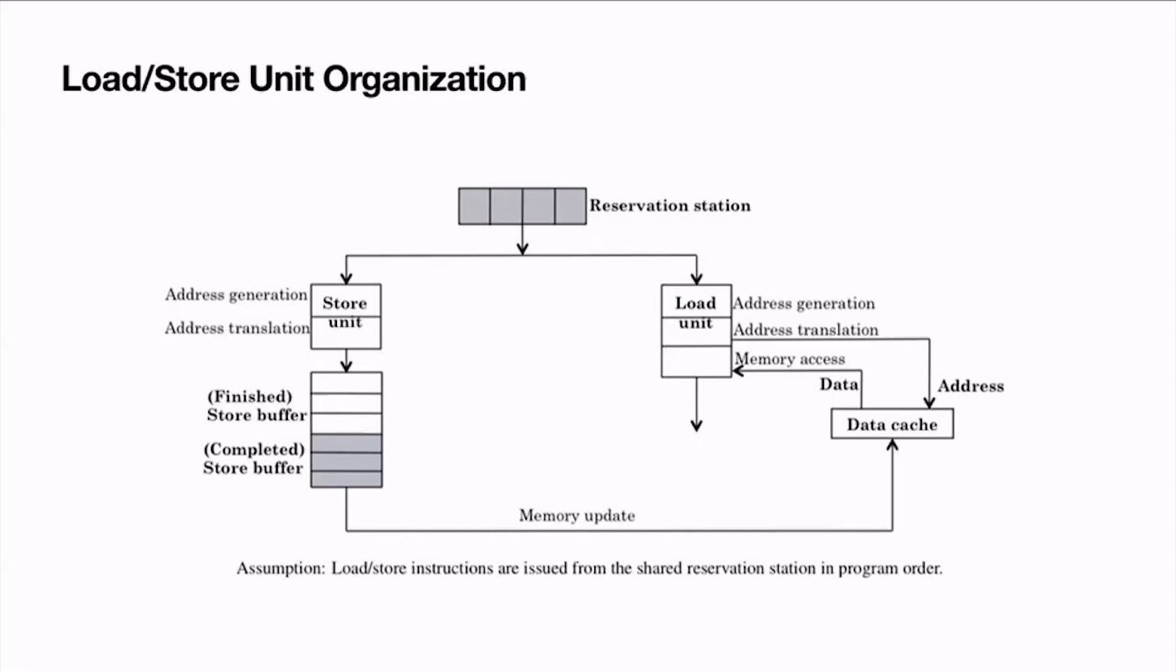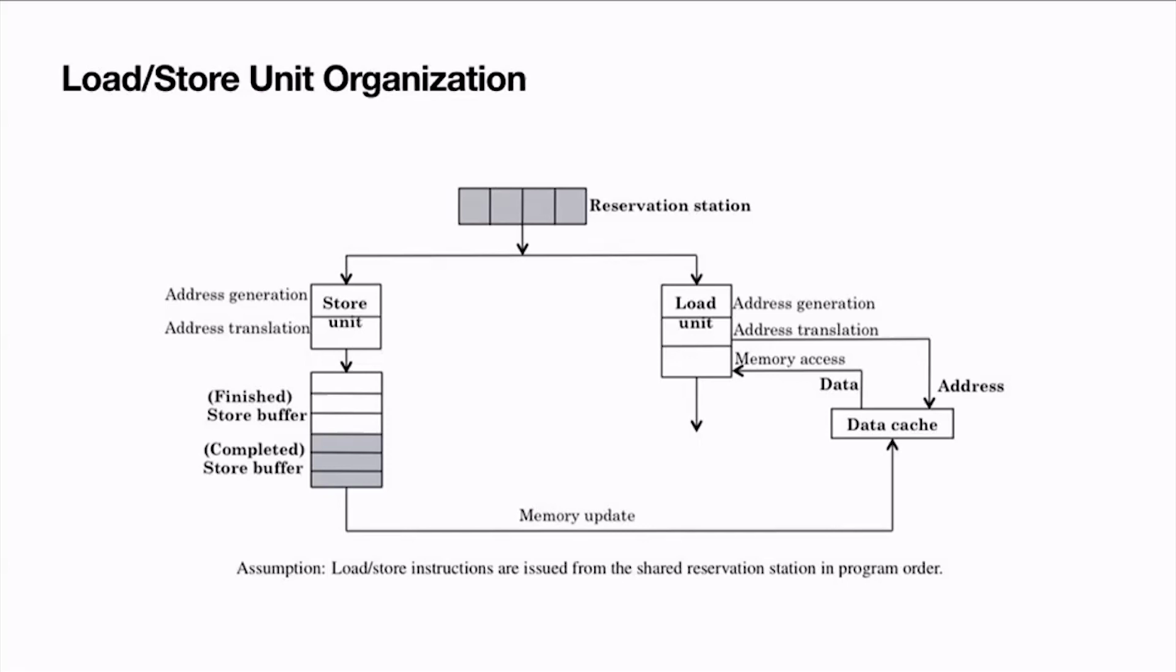Once we generate the address in the first stage, we give it to the data TLB, and the data TLB gives you the translated address, which is the physical address. Using that address, we go to the data cache and read the data, and that data is supplied to the processor which issued this load instruction. That is the reason we have three stages here: address generation, address translation, and the actual memory access.